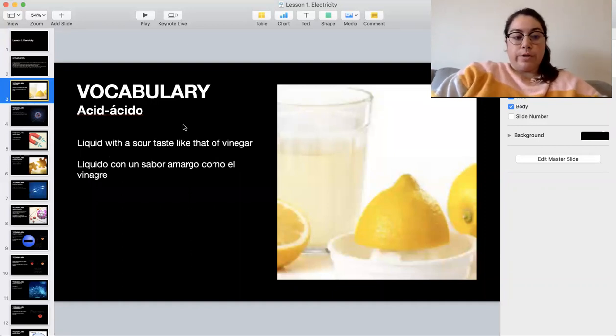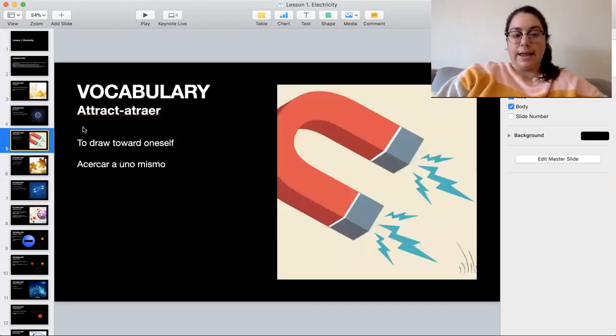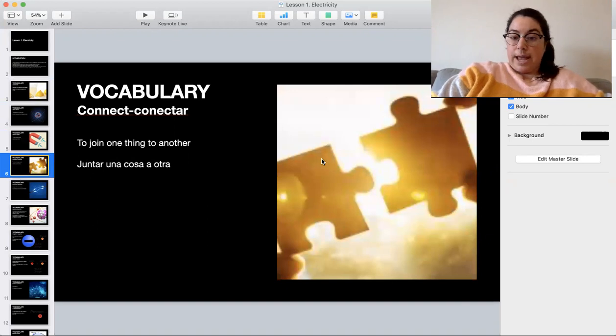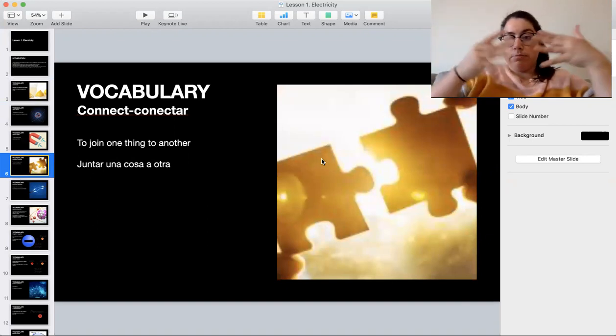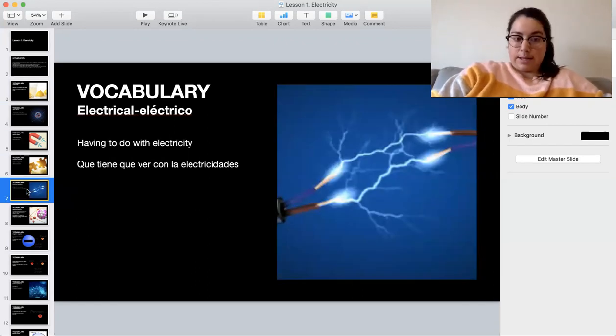So for your vocabulary today, it's a long one, so be patient with me. We have the word acid, ácido, which is a liquid with a sour taste, like that of vinegar. An example is lemon juice. Then we have the word atom, átomo, the smallest part of any object. Then attract, atraer, to draw towards yourself, acercar a uno mismo. The word connect, conectar, to join one thing with another, like with puzzle pieces, juntar una cosa con otra. Electrical, eléctrico, having to do with electricity, que tiene que ver con la electricidad.